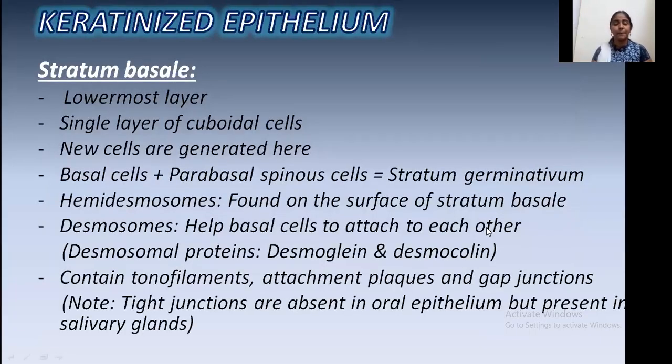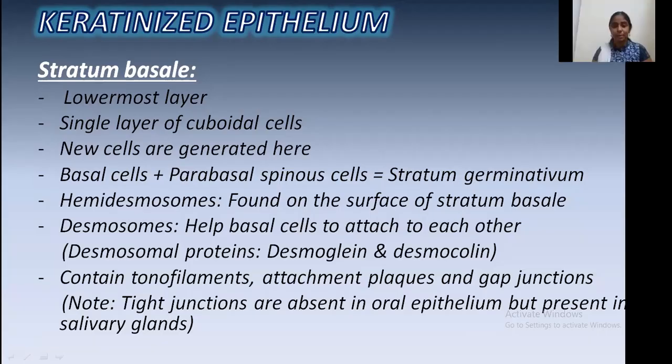The first layer of the keratinized epithelium, or the lowermost layer you can say, is the stratum basale. It is a single layer of cuboidal cells. New cells are generated in the stratum basale. Basal cells plus the parabasal spinous cells together contribute to the stratum germinativum. Important one-word question: basal cells plus parabasal spinous cells together form the stratum germinativum.